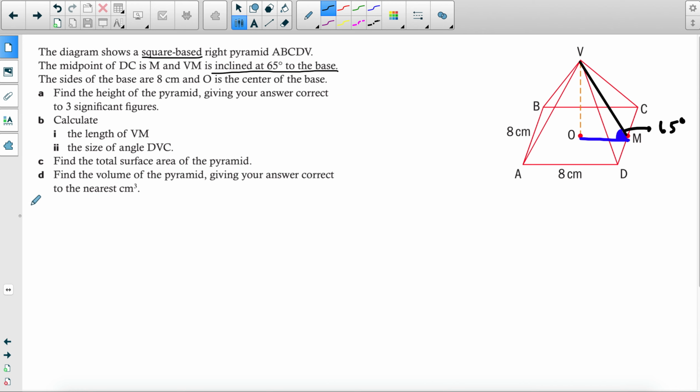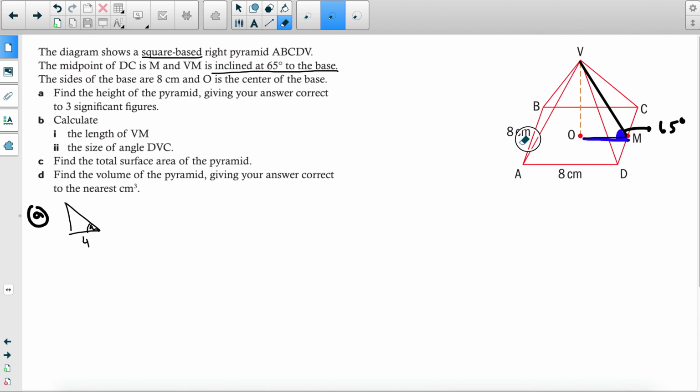Part A asks you to find the height of the pyramid, giving the answer correct to 3 significant figures. So we want VO. VO is basically taking this triangle VMO, and we have a 65 degree angle here. We have the base of 4. The reason it's 4 is because you're taking half of AD. The length across is 8, and then you're just taking half of it.